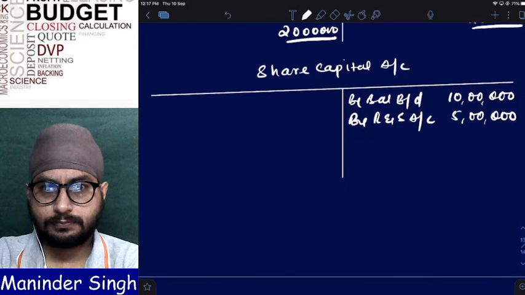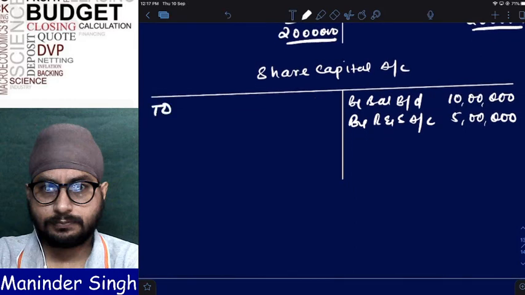Next. Now this: normal shares plus bonus shares. This will be transferred to whose account? Share capital and reserves and surplus will be given to whom? Equity shareholders account. How much? 15 lakhs. Clear?